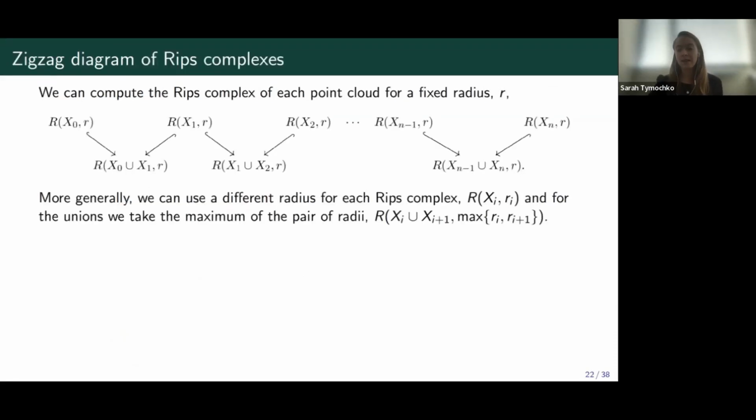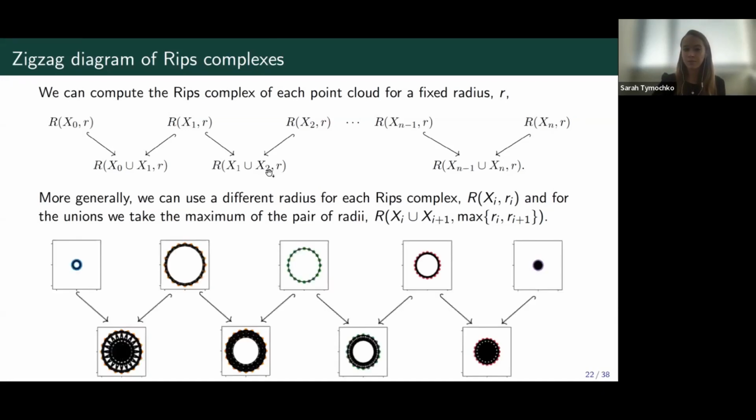But of course, looking at the homology of point clouds isn't really interesting. So instead, what we do is compute the Vietoris-Rips complex of each one of these point clouds individually. And then those inclusions still hold on the Vietoris-Rips of the union. And so we can do this for one fixed radius across our entire set of point clouds. We could also adapt this where each original point cloud can have a different radius, and then you just have to choose the maximum here to make sure those inclusions hold.